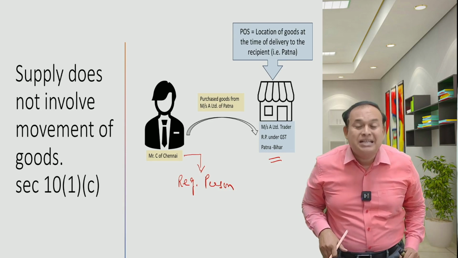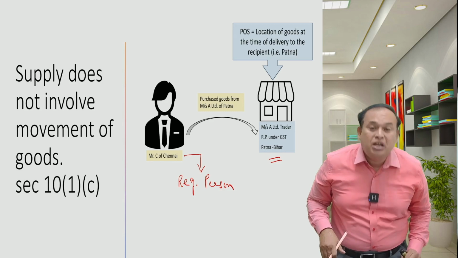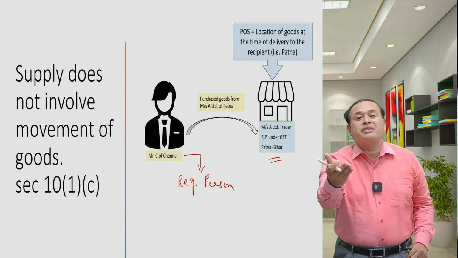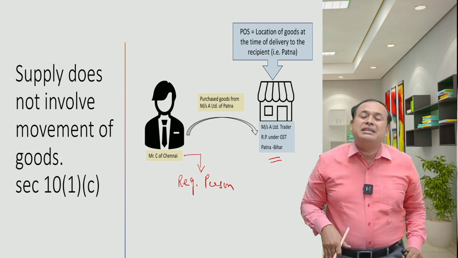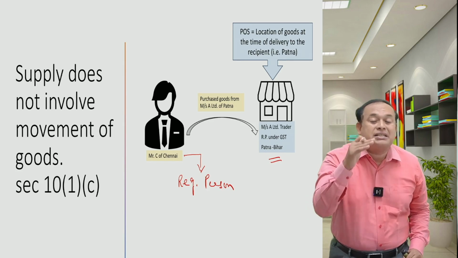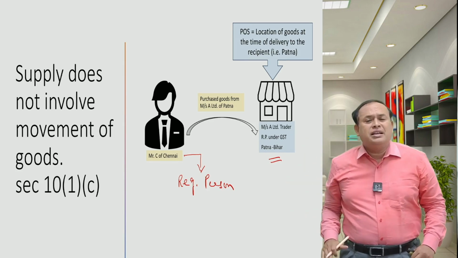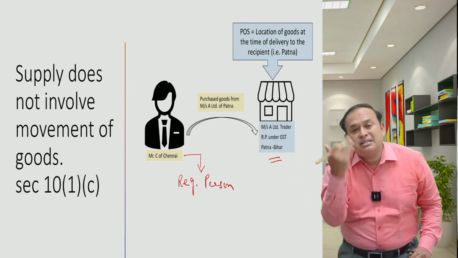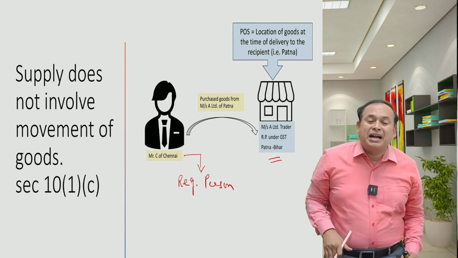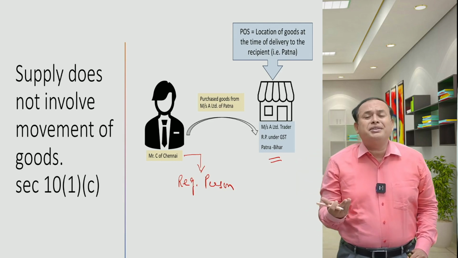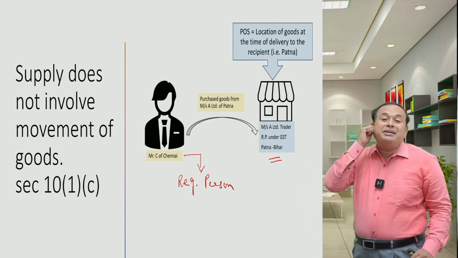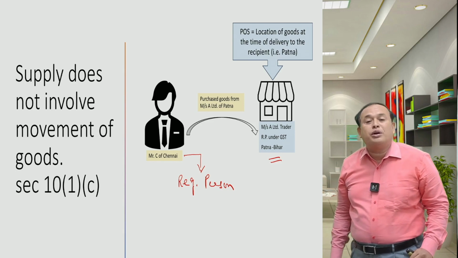What is going to appear? Section 10.1 clause CA comes into appearance from 1st October 2023. In that case, place of supply is equal to the location of the recipient, the address available in the bill is the place of supply. If the address of the recipient is not available, but the recipient's state is mentioned in the invoice, then that state is the place of supply. If neither the address nor the state of the recipient is available in the bill, in that case, for supply of goods made to an unregistered person, the location of the supplier is the place of supply. That is the amended provision from 1st October 2023.